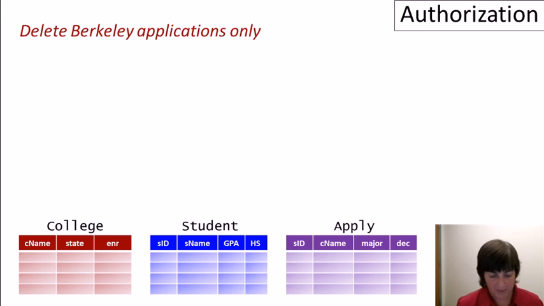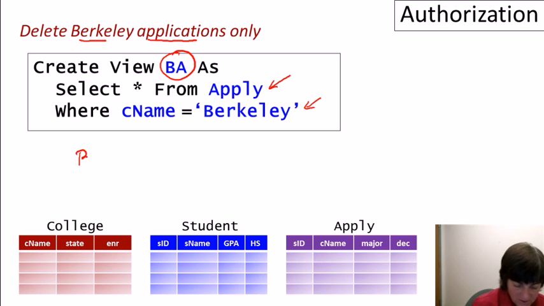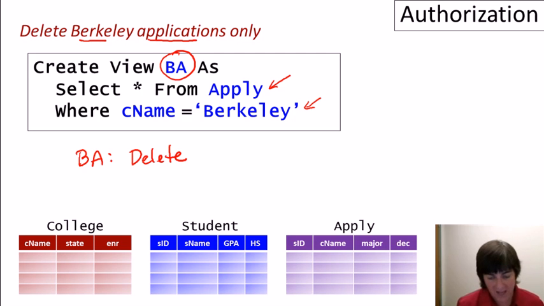Let's take a look at a second example that involves views. Let's suppose that we want to authorize a user to delete applications, but only applications that are to Berkeley. So again, we'll set up a view. This one's a little simpler. It's just a view of the records in the apply relation where the college name is Berkeley, and we'll call the view BA, and then what we want to grant to the user is the delete privilege on the BA view. Now in this case, we do need to have that view be updatable by the system that's supporting it. So in our videos about views, we discuss this issue.